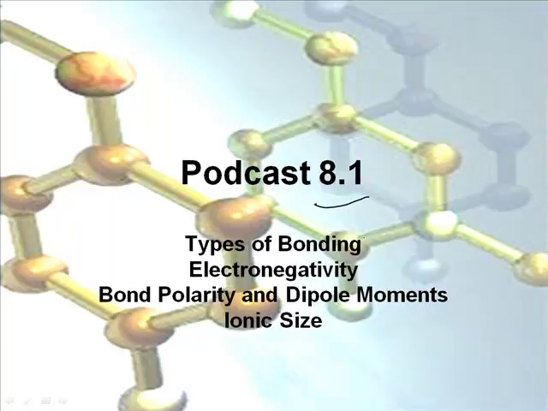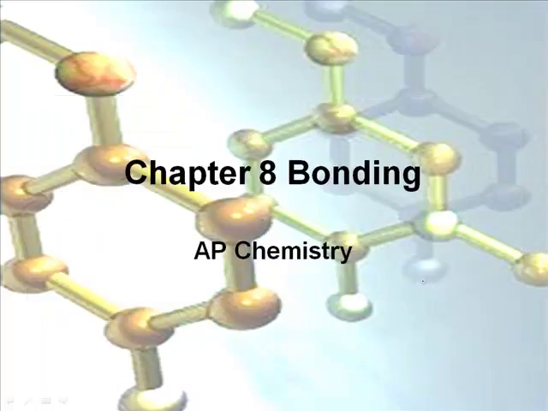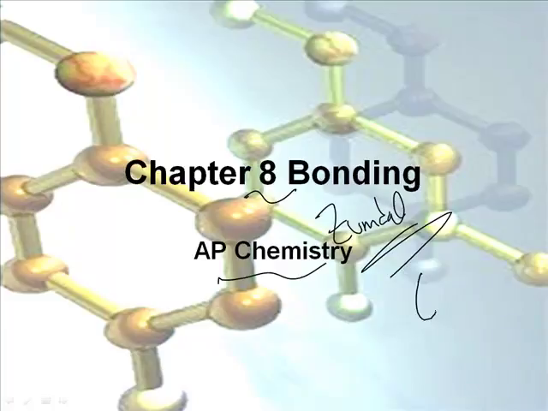So, podcast 8.1. Types of bonding, electronegativity, bond polarity, dipole moments, ionic size. We're going to talk about all these things. This is the beginning of Chapter 8 in AP Chemistry, using the Zumdahl text, by the way, and that would be the 6th edition.